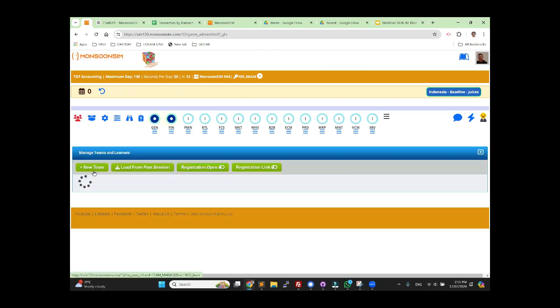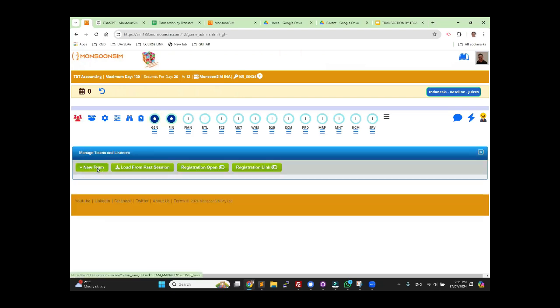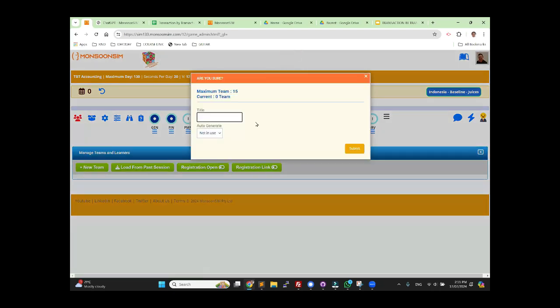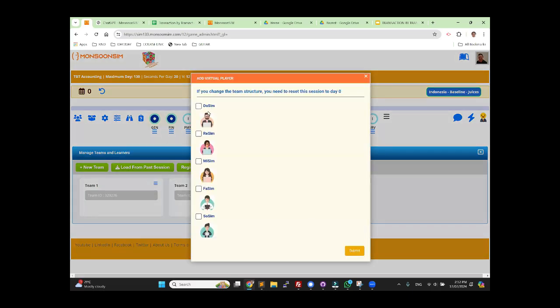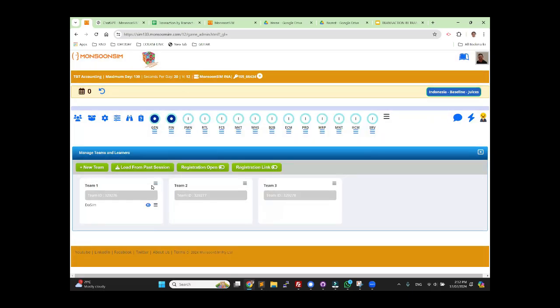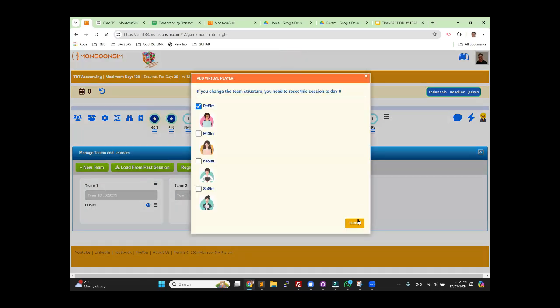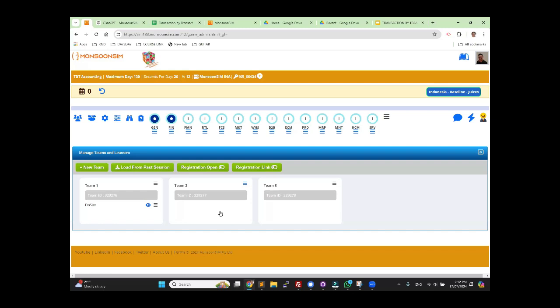Now, as usual, you start with creating a couple of teams, right? Because there is a minimum requirement, I'm going to just use 2 or 3 teams in MonsoonSIM. I created 3 teams, and I'm going to put some virtual learners here so I can use them to do transactions. I'm going to put 2 virtual learners, 1 in each team, and that's about it. Again, we are not in competition, so we're just going straight to showing a few concepts.